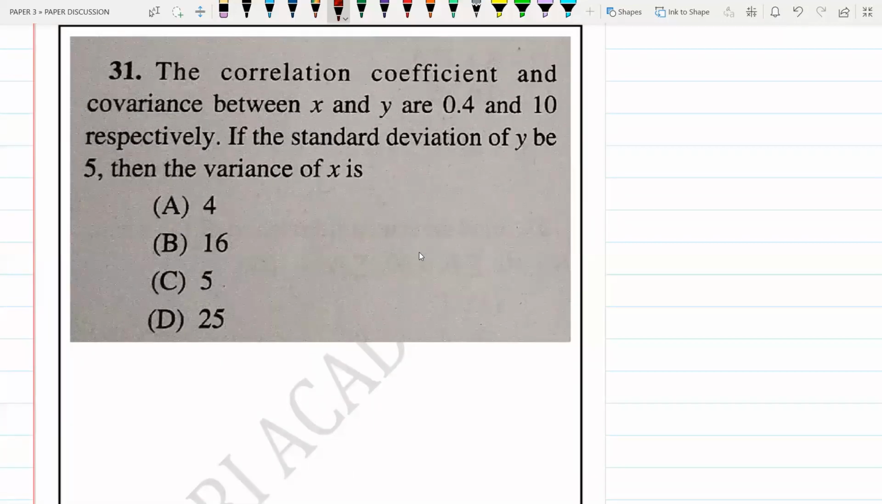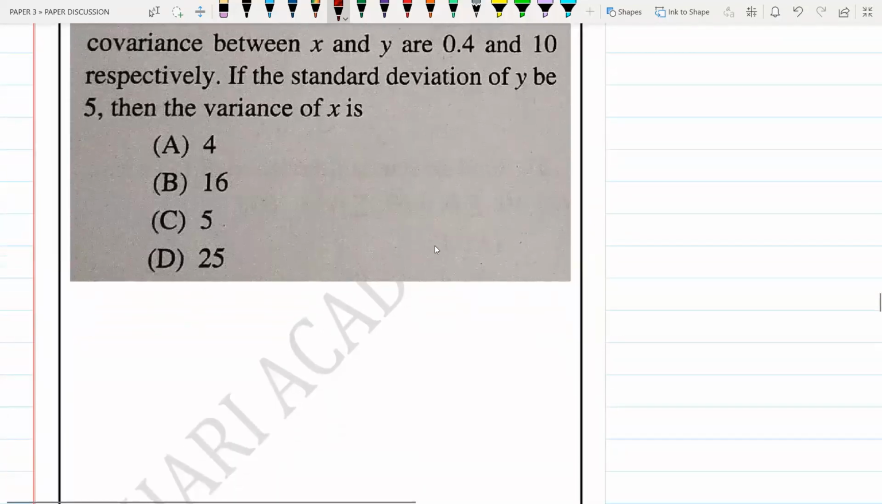Question number 31. Last 20 questions, my dear. Keep this session very much interesting. Those who are watching the recording, keep it lively by working out the problems along with me.